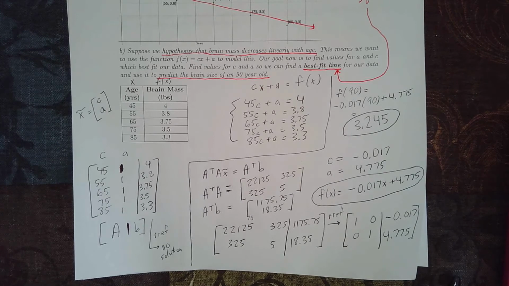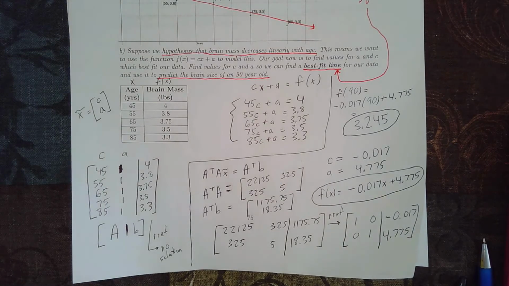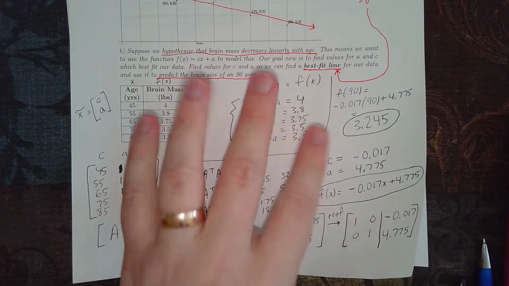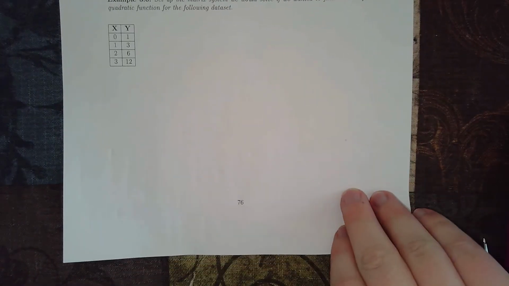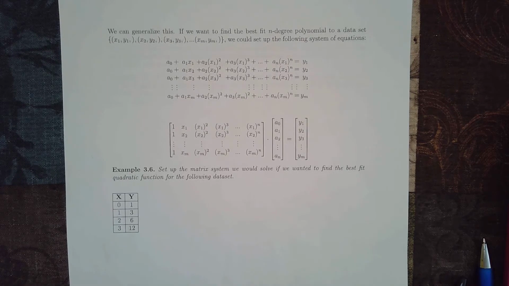So this is one of the ways that we can go ahead and set up a function and figure out what it should look like based on least squares. This will give us a best fit line. Now you might be wondering, are lines the only thing that we can get a best fit of? And the answer is no.